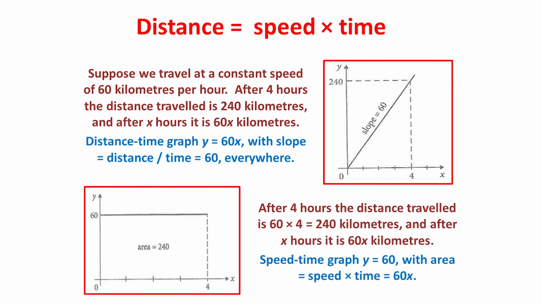Below is the corresponding speed time graph y equals 60, showing the speed at any time x. Here the area under this graph is the speed times the time, which is the distance travelled. After 4 hours, it's 240 kilometers as shown, and after x hours, it's 60x.